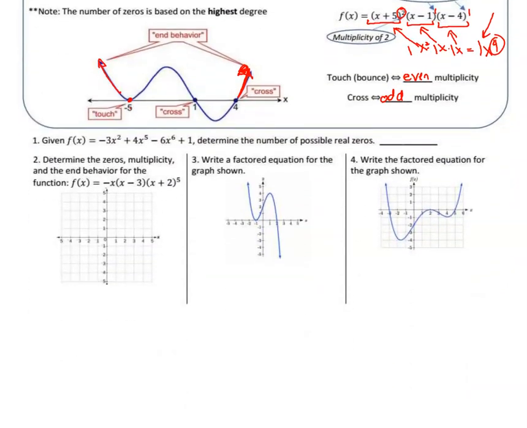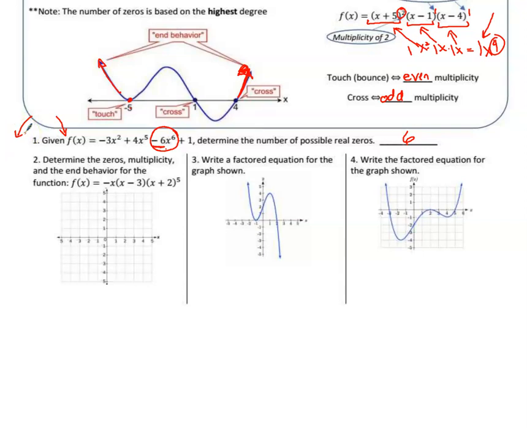So looking at number 1, f of x equals -3x squared plus 4x to the 5th minus 6x to the 6th plus 1. How many zeros could it have? Well, let's look for the degree. The degree, when you have separate terms, is the highest one. So that one has a degree of 6. That means there could be 6 zeros. And just to refresh your memory, the leading coefficient here would be -6. And since that's a negative leading coefficient, this graph goes down on the right. And since it's an even power, then down on the left also. So there's just a little hint on end behavior for you.